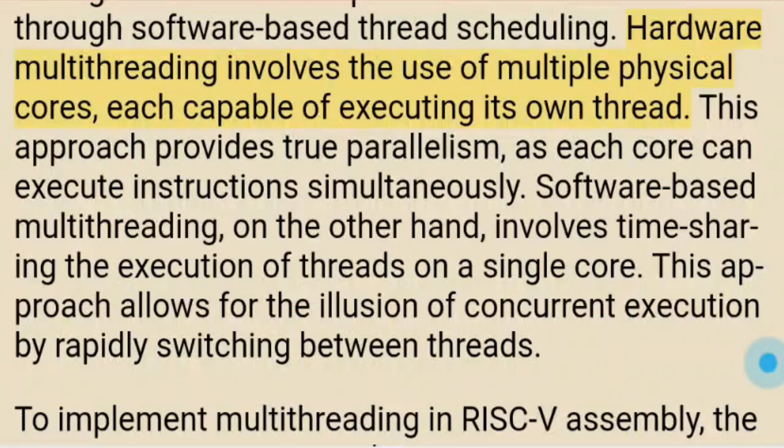Hardware multithreading involves the use of multiple physical cores, each capable of executing its own thread. This approach provides true parallelism, as each core can execute instructions simultaneously. Software-based multithreading, on the other hand, involves time-sharing the execution of threads on a single core. This approach allows for the illusion of concurrent execution by rapidly switching between threads.